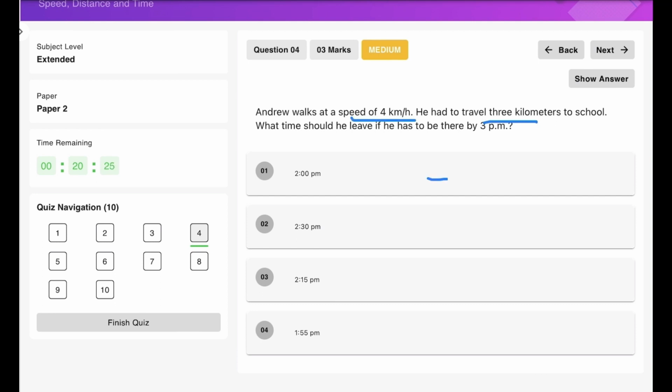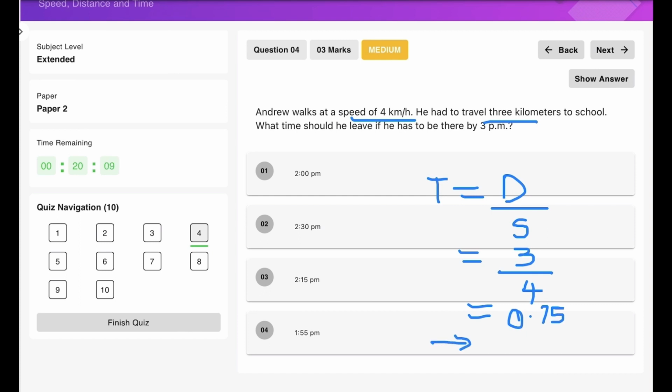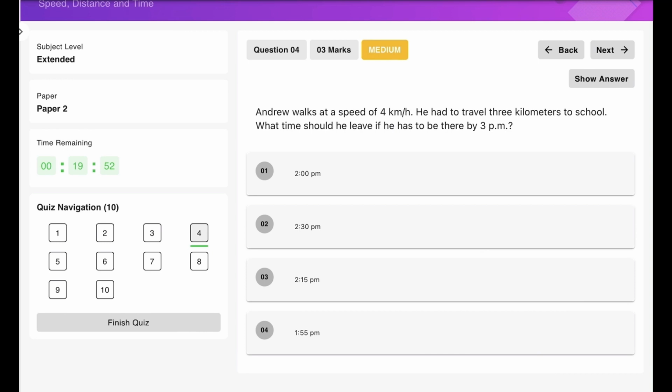So we know that time is equal to distance divided by speed. So distance divided by speed means that it's going to take him 0.75 of an hour, right? Which, if you look at that in terms of minutes, is basically 45 minutes. So if he wants to be there by 3 p.m., he has to leave the house at least 45 minutes earlier. So hence he needs to be out of the house by 2:15 p.m.